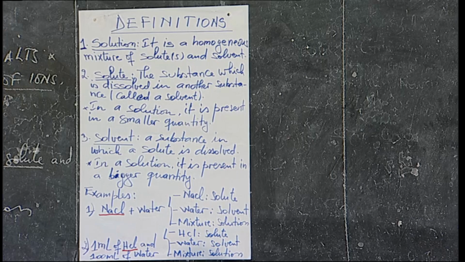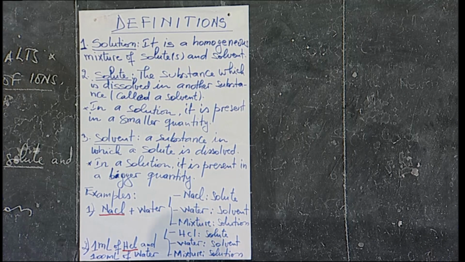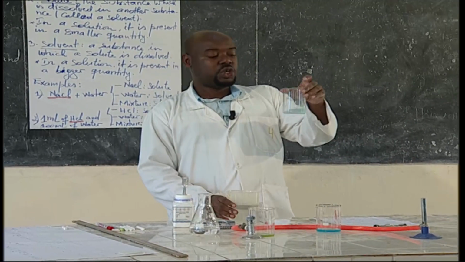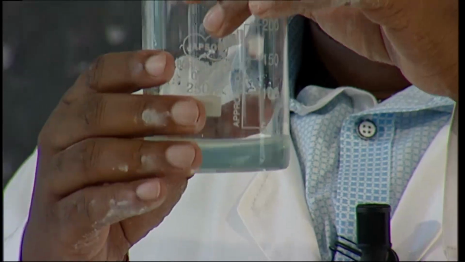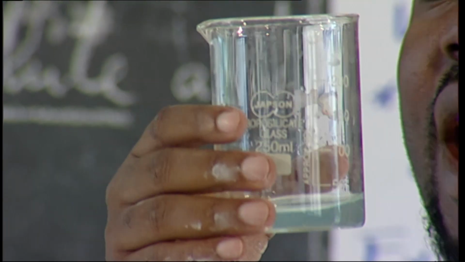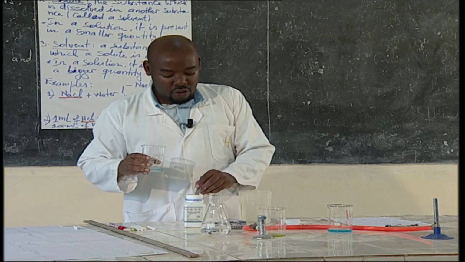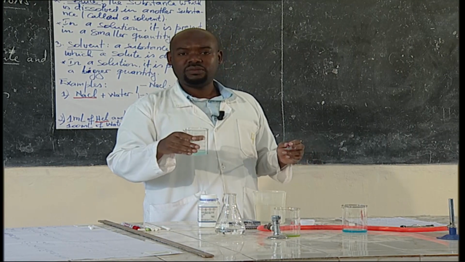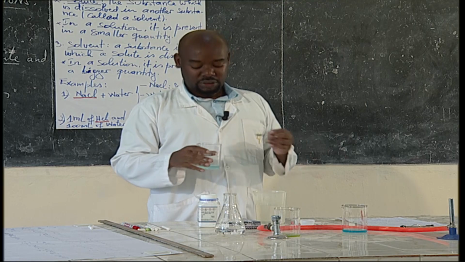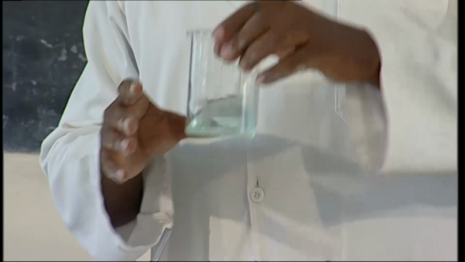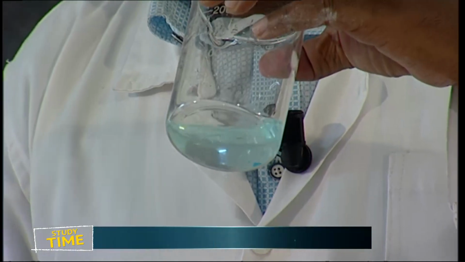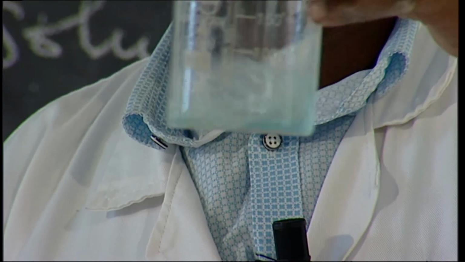Now, let us have a look at the different types of solutions. Here we have our solution, the solution we have prepared, composed of copper sulfate and water. What happens? We have added a small amount of copper sulfate. What happens if we add more copper sulfate? What do you think will happen? Let us have a look. If we add more copper sulfate and mix, what happens? The copper sulfate will dissolve. It gradually dissolves.